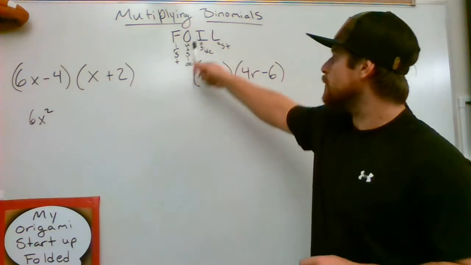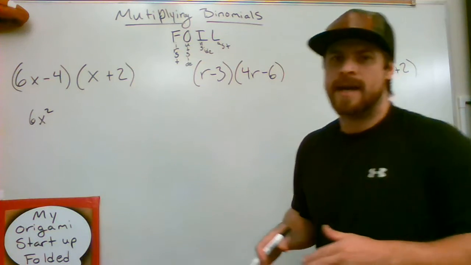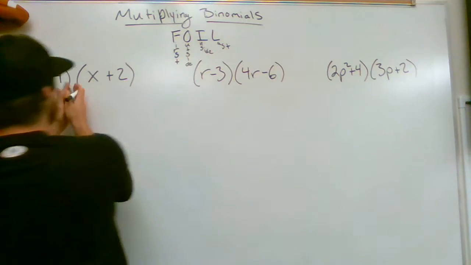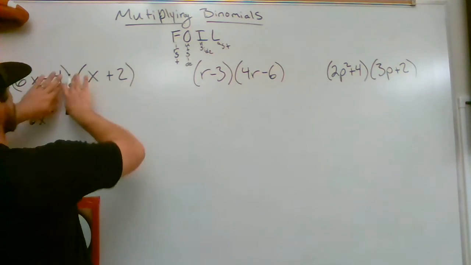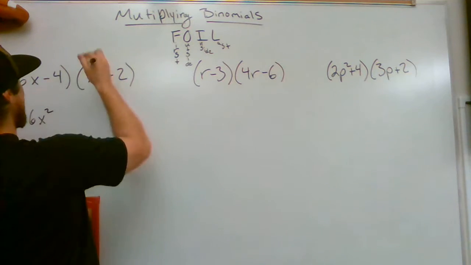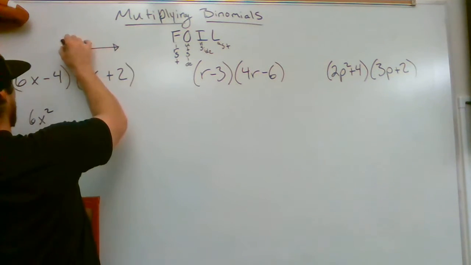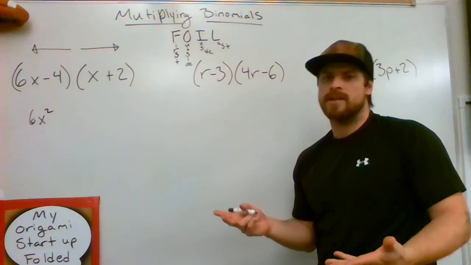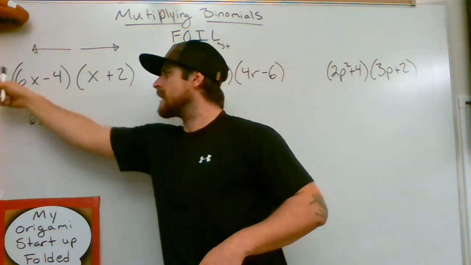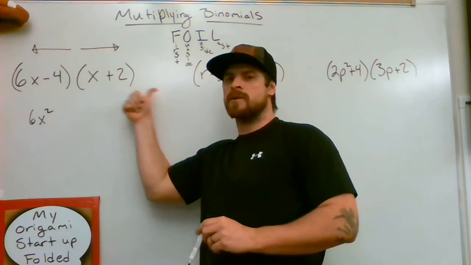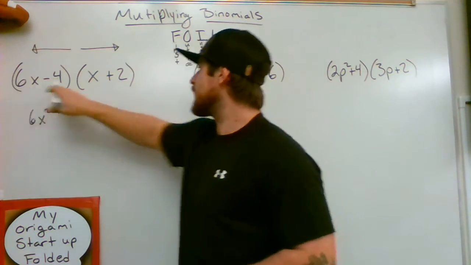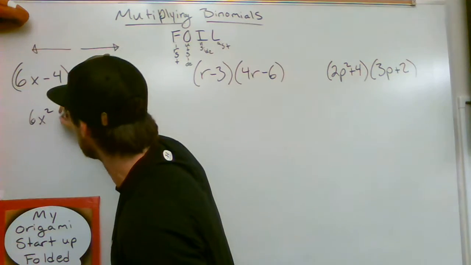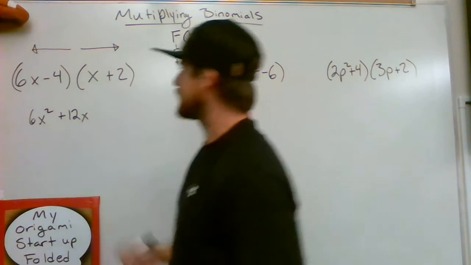Okay, now we go to outside. What do you mean by the outside? It's like if I was going to start in the center of this entire thing, go to the outside, my furthest out. That's a 6x and a 2. My outside terms are 6x, furthest to the left, and 2, furthest to the right. Multiply those. 6x times 2 is going to give me a grand total of 12x.